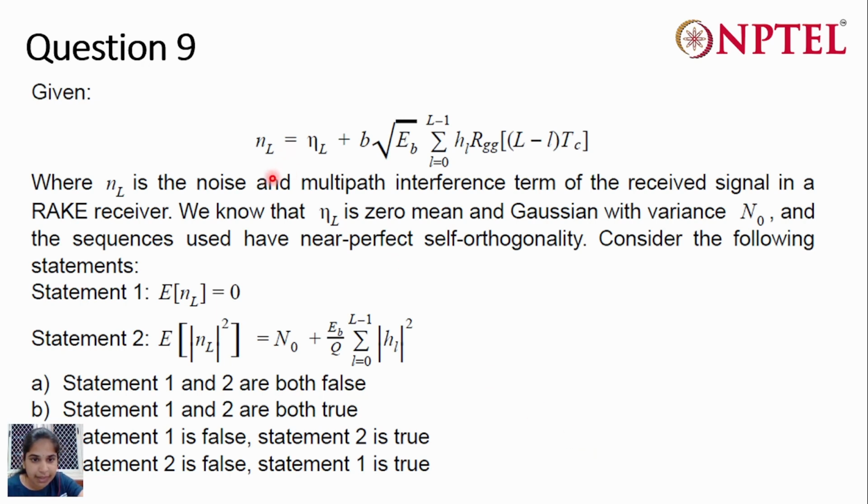Given NL is equal to eta L plus b into root over EB, summation L equal to 0 to L minus 1 HL RGG of L minus 1, L minus L into Tc. Here, the first statement is expectation of NL is 0. The second statement is expectation of mod of NL square is N naught plus EB by Q into summation L equal to 0 to L minus 1 of mod of HL square. Which of the statements are true, and which are false?